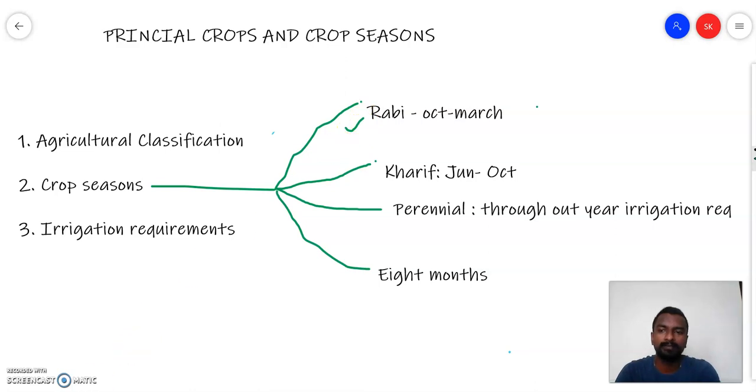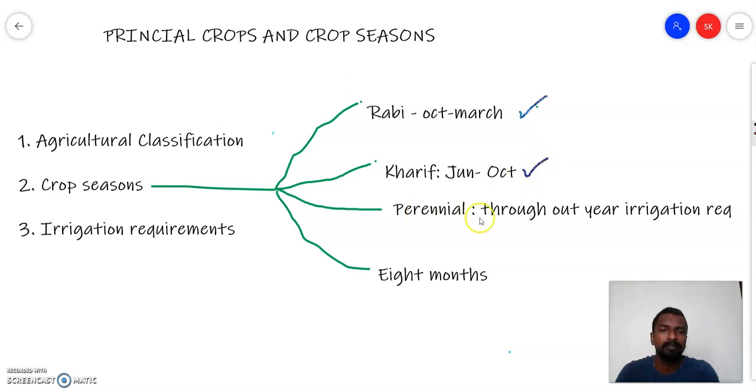Second, I'll take another color so that it will have more clarity. The first one is Rabi, October to March. Second is Kharif, from June to October. The sowing is done in the month of June or July, and then harvesting is done in the month of October. The example can be the rice crop.